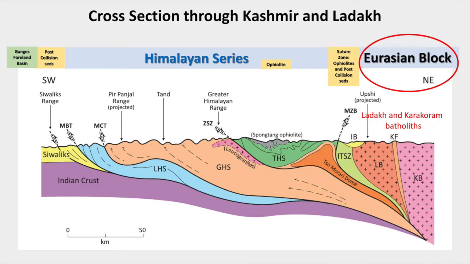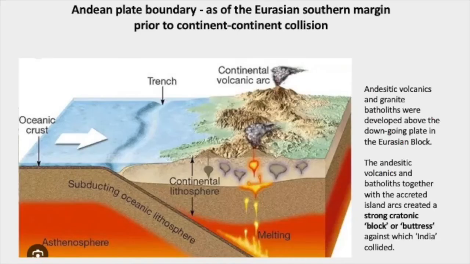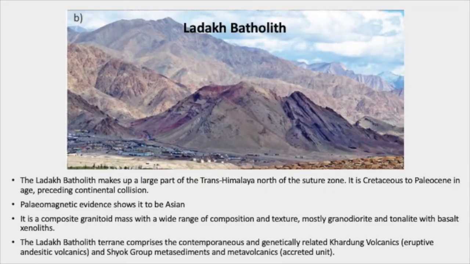So just a few more words about this Asian block, where you have a Ladakh batholith and the Karakoram batholith. They formed in the same way that the rocks are forming today in the Andes. As a result of subduction, this we can imagine as the Tethys Ocean being subducted beneath the Asian continent. And you get andesitic volcanics at the surface, and you get granites at depth. And that's exactly what we have in the Ladakh batholith. And it's similar in the Karakoram batholith.